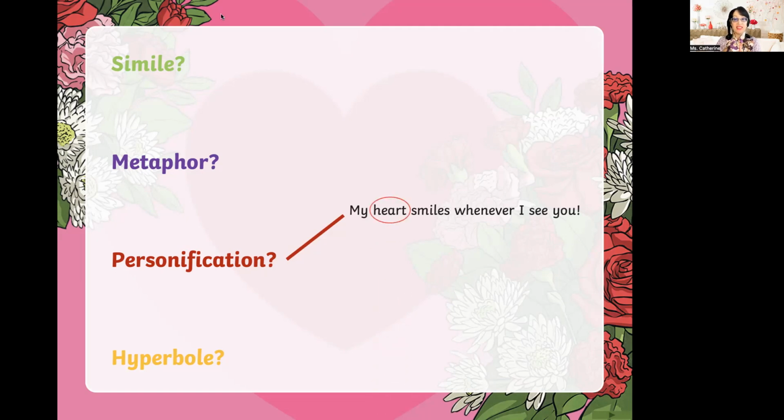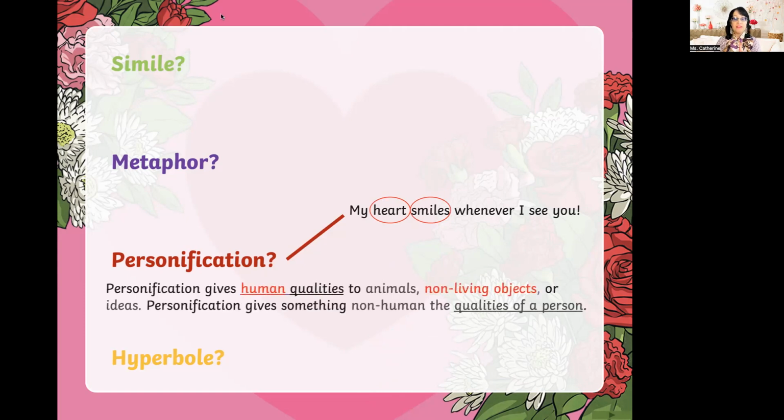My heart, the heart, smiles. Now we know that the heart cannot smile. Okay, personification gives human qualities to animals, non-living objects, or ideas. Personification gives something non-human the qualities of a person. Okay, so we know the heart is a living organ. It beats, okay? But it's part of the human. We know the heart cannot smile.